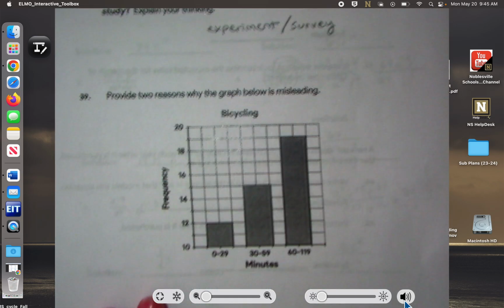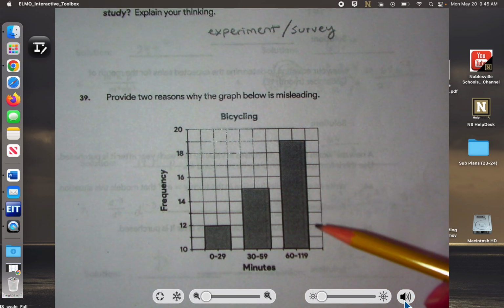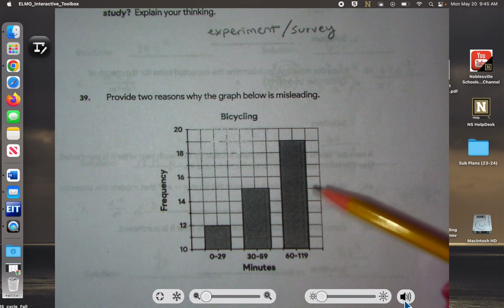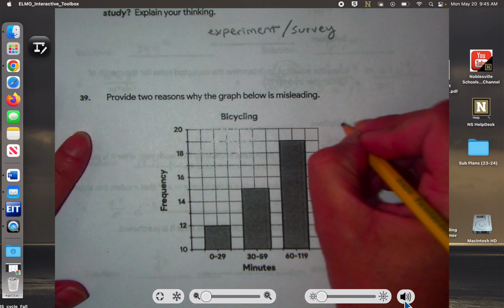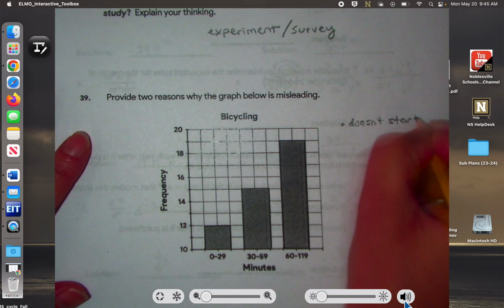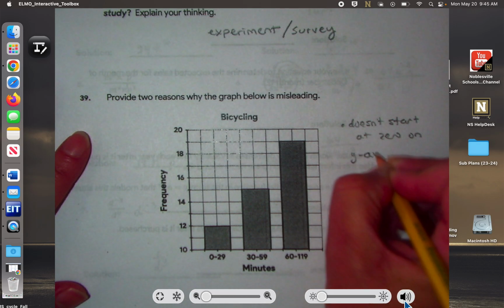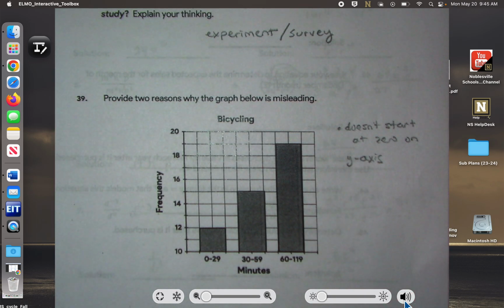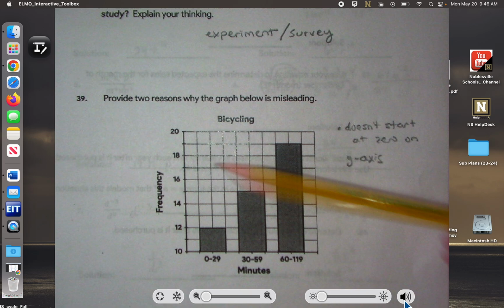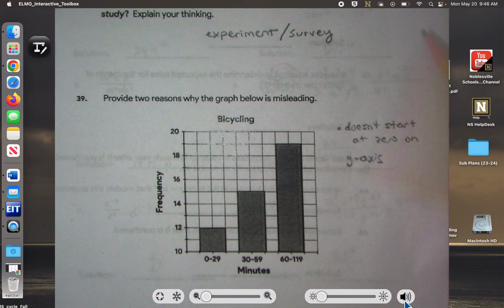All right, provide 2 reasons why this graph is misleading. Let's see, it doesn't start at 0 on the y-axis. That's a red flag, okay? And we don't know, frequency of what, right? How far are they biking? What's the frequency?